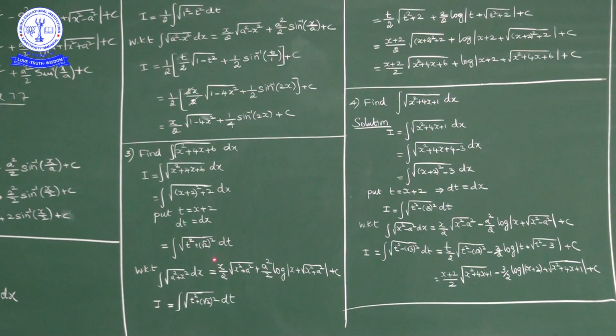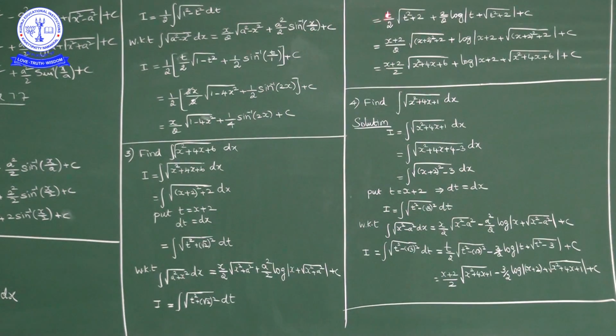This is equal to x by 2, nothing but t by 2 into square root of t square plus root 2 whole square, which is 2. So t by 2 into square root of t square plus 2 plus a square by 2. A is root 2. A square is what? 2. So 2 by 2 into log mod t plus square root of t square plus 2 plus c.